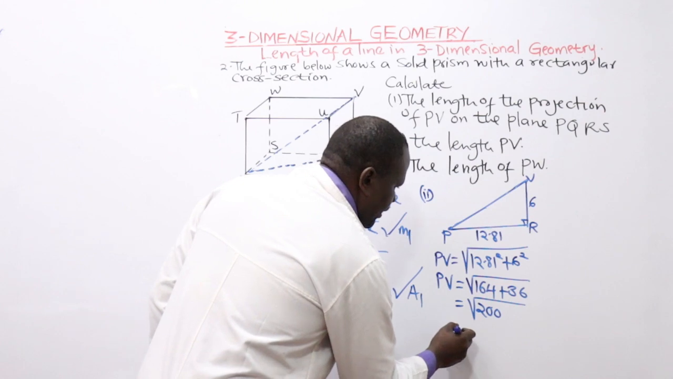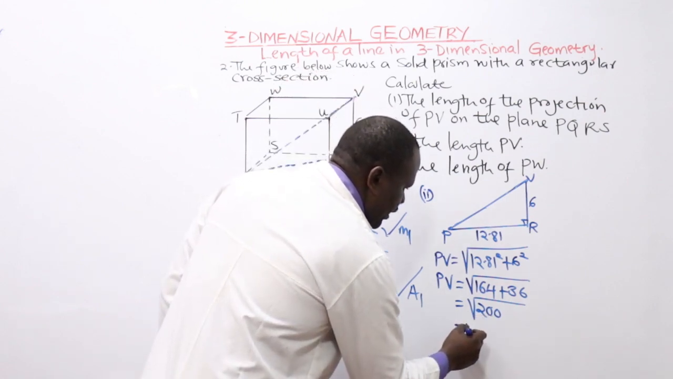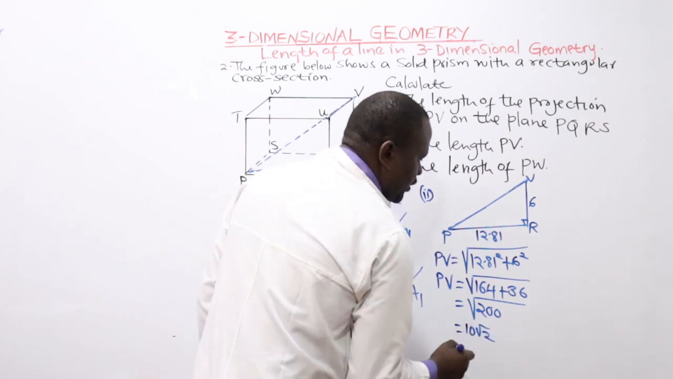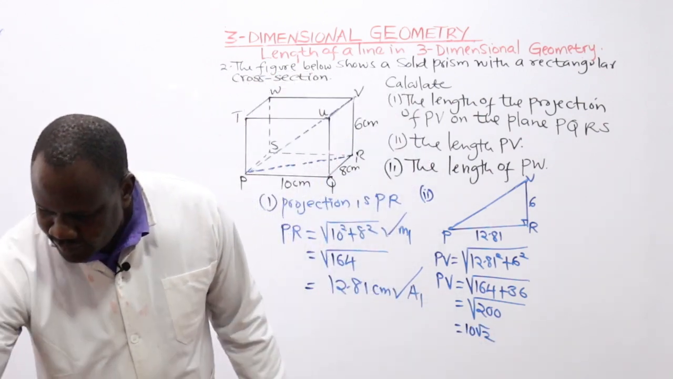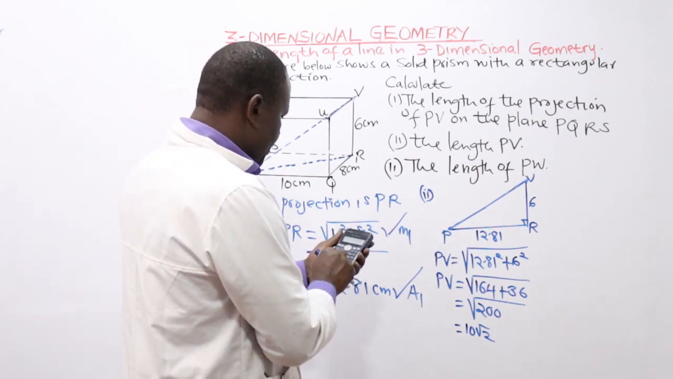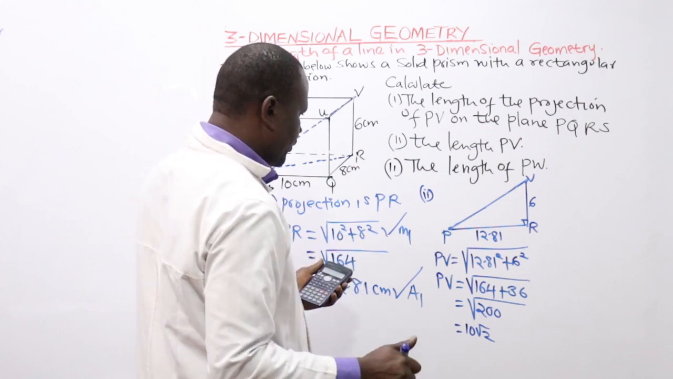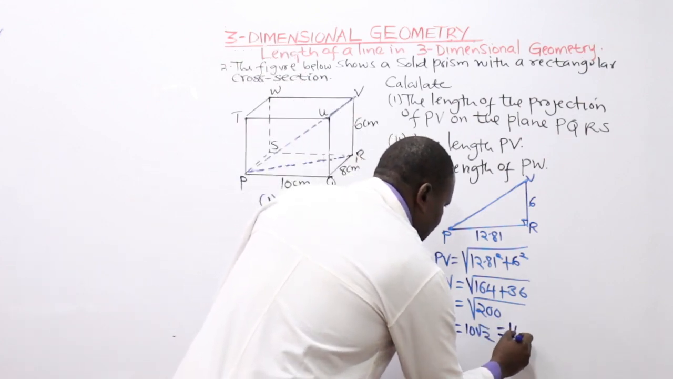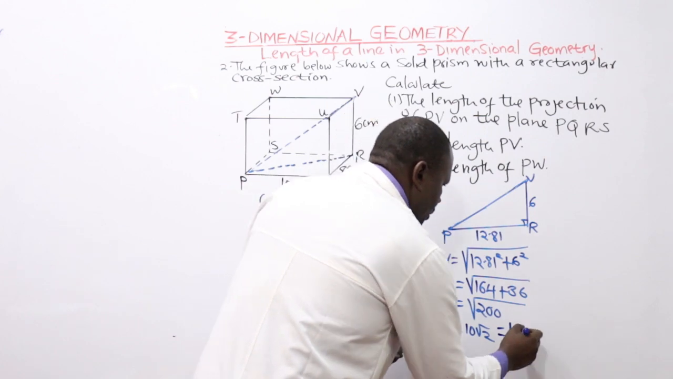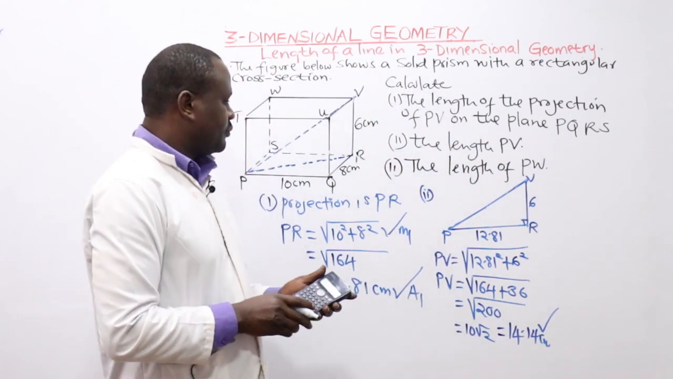So you can give the answer as 10 root 2 in surds. But anyway, you can just find the answer using the calculator. The square root of 200 is 14.14 centimeters.